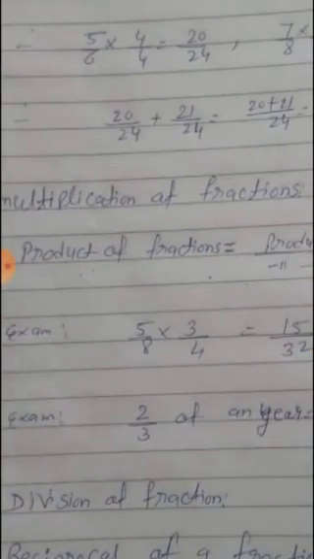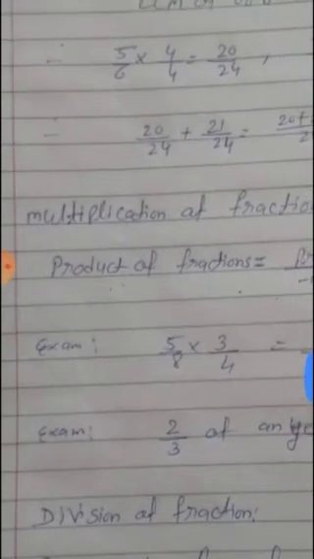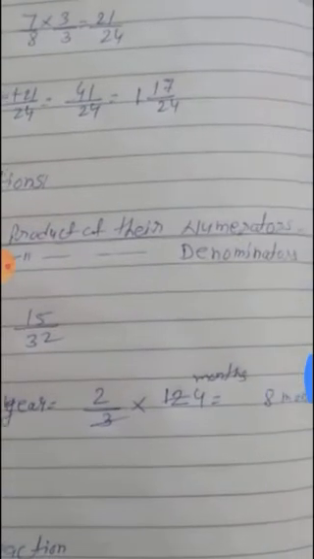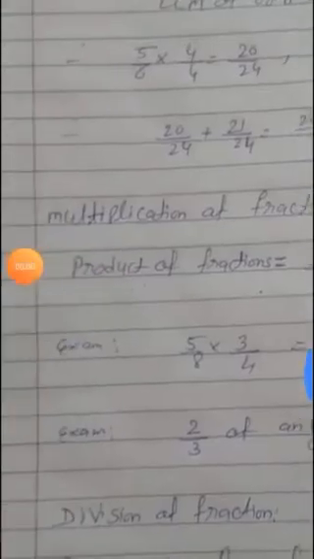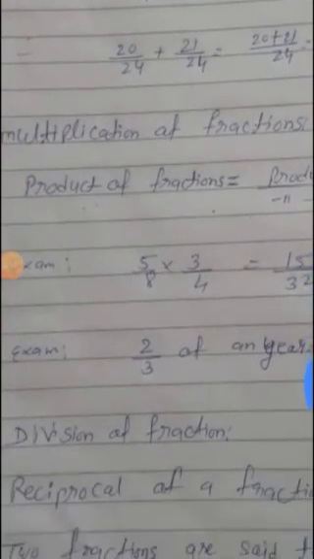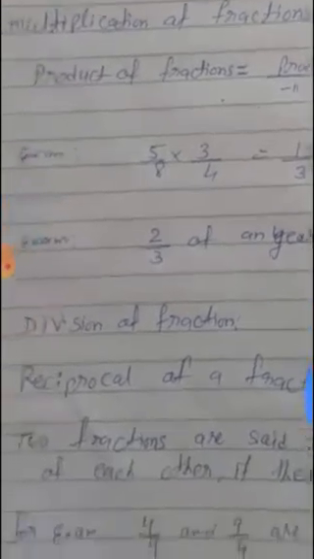Now next one, multiplication of fractions. The product of fractions is equal to the product of their numerators upon the product of their denominators. Example, 5 by 8 into 3 by 4. First you check whether 5 by 8 or 3 by 4 can cancel, that means a numerator and denominator can cancel. If so, you cancel, otherwise you multiply. Here 5 by 8 and 3 by 4 are not cancelling, now you multiply. 5 into 3 is 15, 8 into 4 is 32, that means 15 by 32 is your answer.